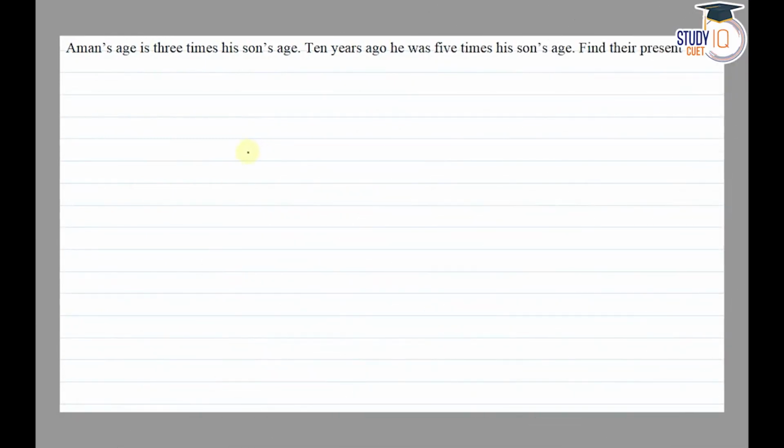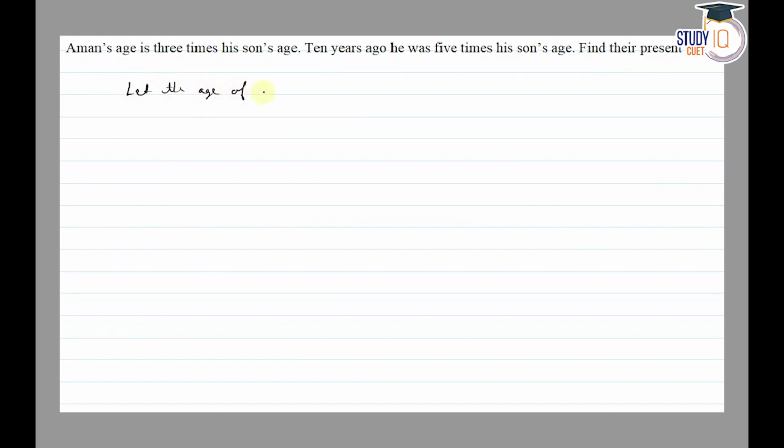Hello everyone, this question appears in Class 8th NCERT chapter of linear equation in one variable. This is 10th question of its exercise 2.4. So the question says that Aman's age is 3 times his son's age. 10 years ago he was 5 times his son's age. Find their present age.